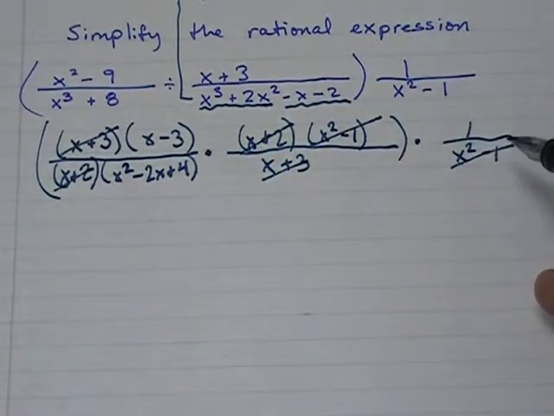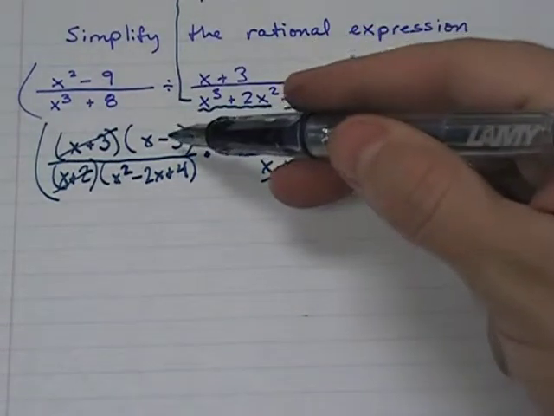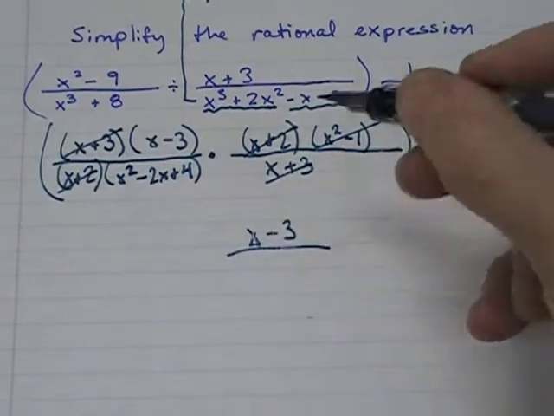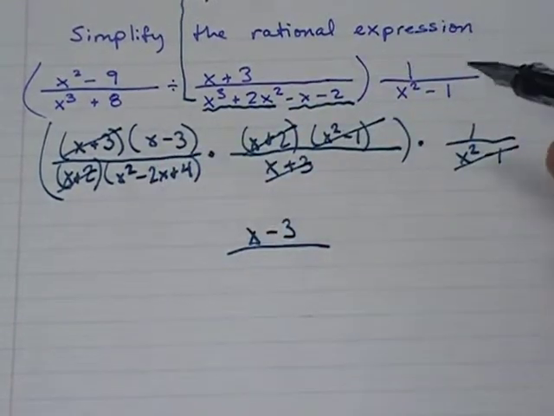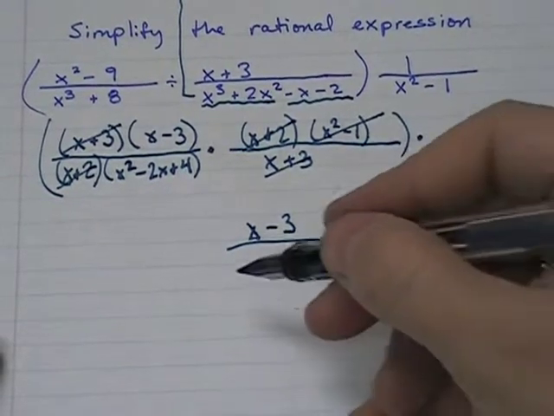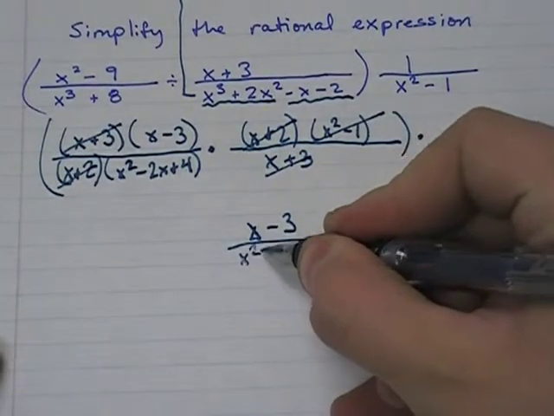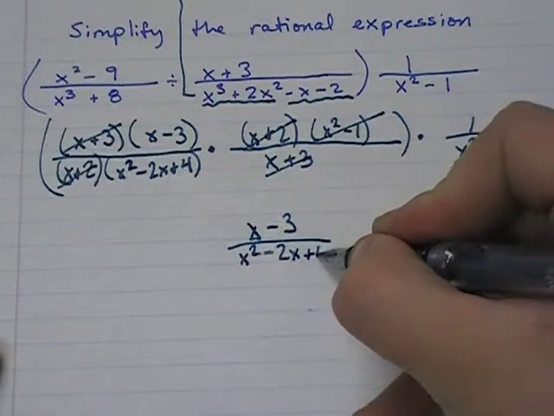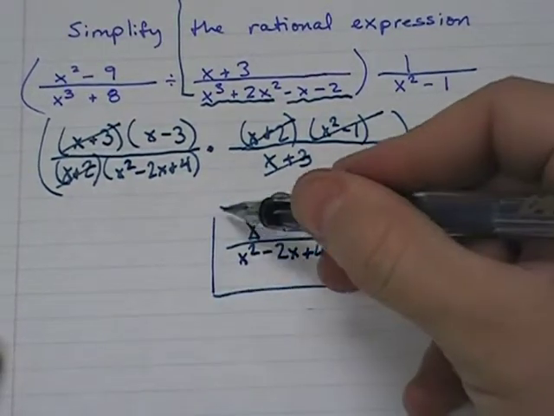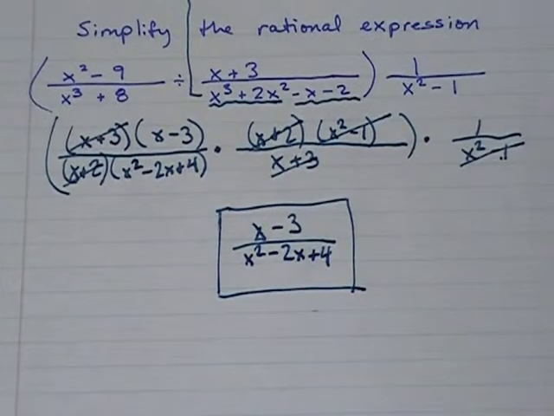And basically, look what you have left. You have x minus 3 times 1, which is x minus 3. And you have x squared minus 2x plus 4 times 1 times 1 times 1. So we'll write that on the bottom, x squared minus 2x plus 4. And there's nothing else you can simplify or cancel out, so that's your answer.